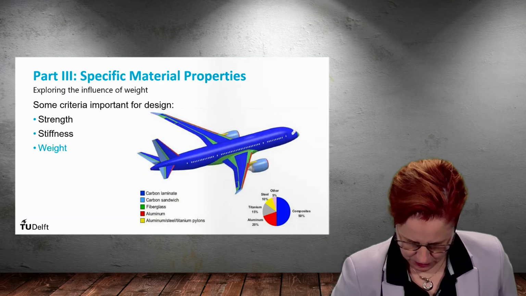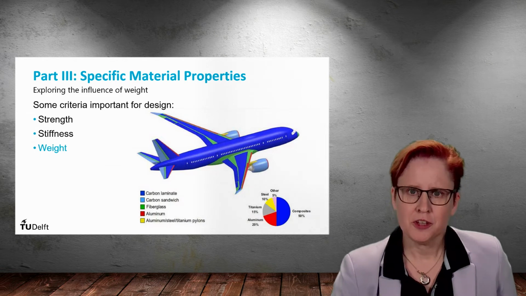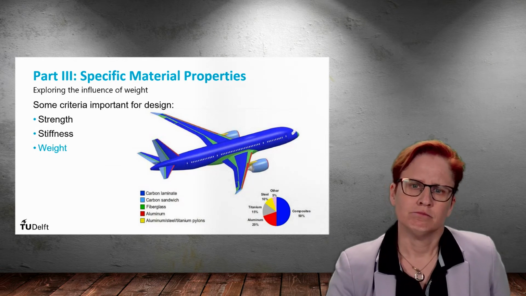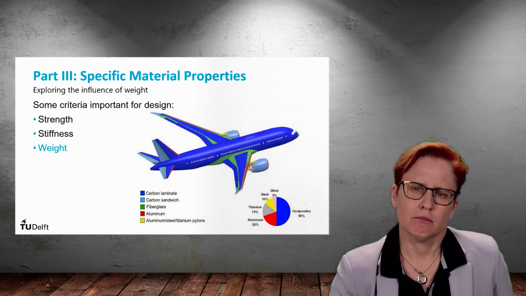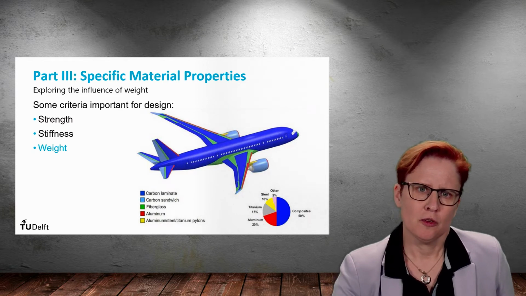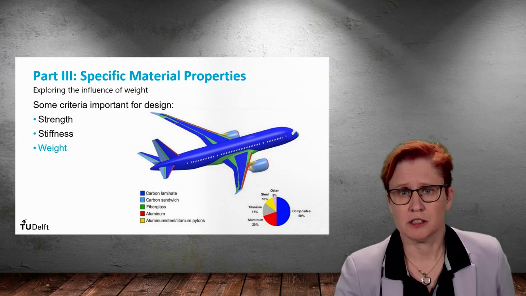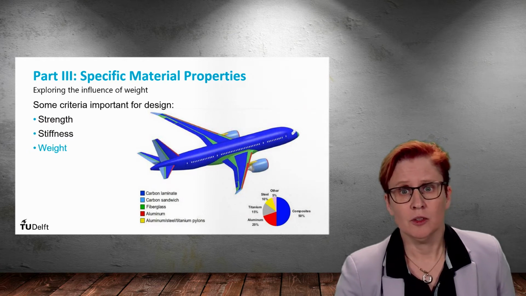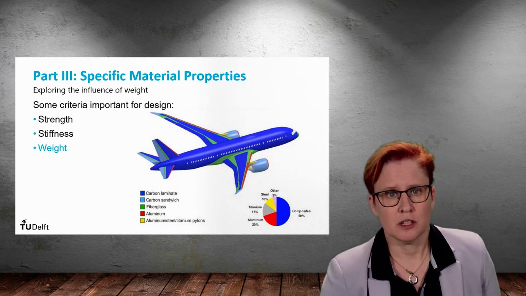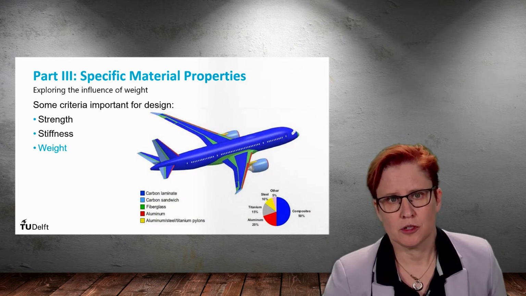And we're going to talk a bit more about materials, and we're going to look at the specific material properties. And in 3, the first thing you have to do is actually look at a bit of derivation. So by now you know that some of the criteria that are important for design are strength and stiffness. There are others. And one of the others is weight. And that's what this part of the assignment focuses on.